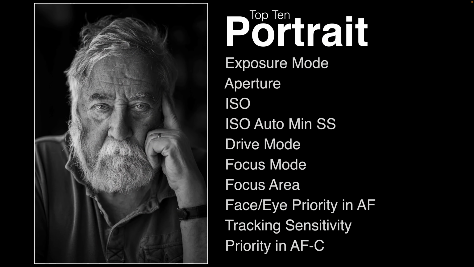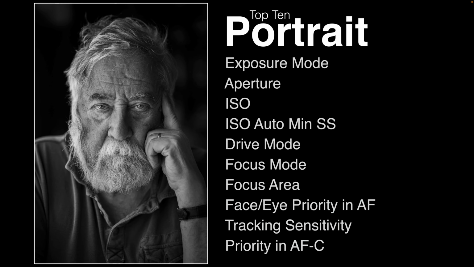Now, there are going to be at least 10 settings wrapped up into my portrait settings. So these are the top 10. There will of course be more, but these are my top 10 settings, which include exposure mode, aperture, ISO, ISO auto minimum shutter speed, drive mode, focus area, face eye priority in AF, tracking sensitivity, and priority in AF-C. Now you can see with all of those settings, and these are just 10 of the main settings, it's difficult to access the right group of settings very quickly if we're suddenly shifting from maybe shooting landscapes to portraits.